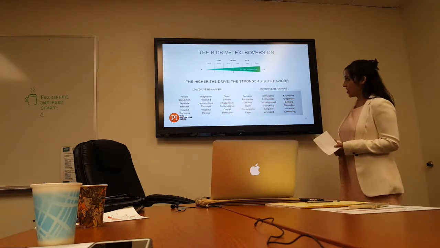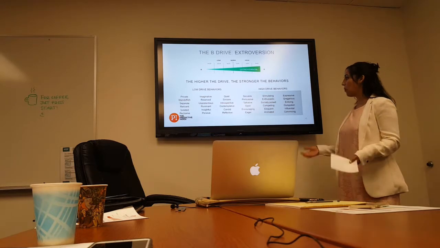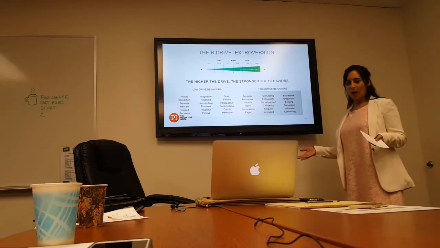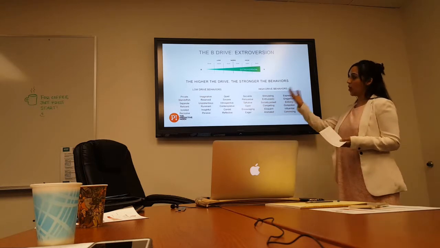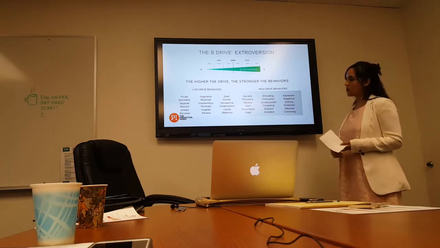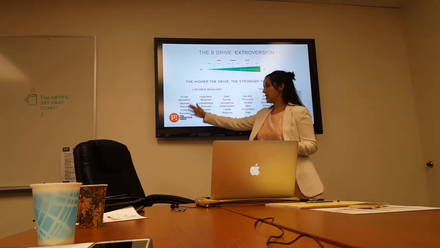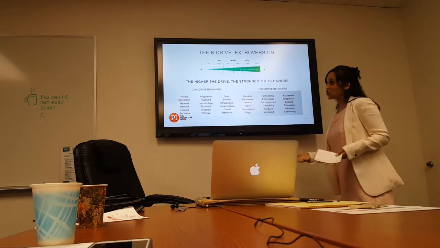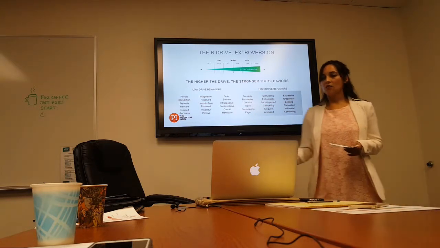For B, extraversion, on the high side you have the stimulating, enthusiastic, socially poised, usually the chatterboxes, right? Very open of themselves and expressive. Those on the low end tend to be more quiet, more introspective, reserved. Those on the extreme end tend to be somewhat hermit-ish, very private, and tend to separate themselves from people.